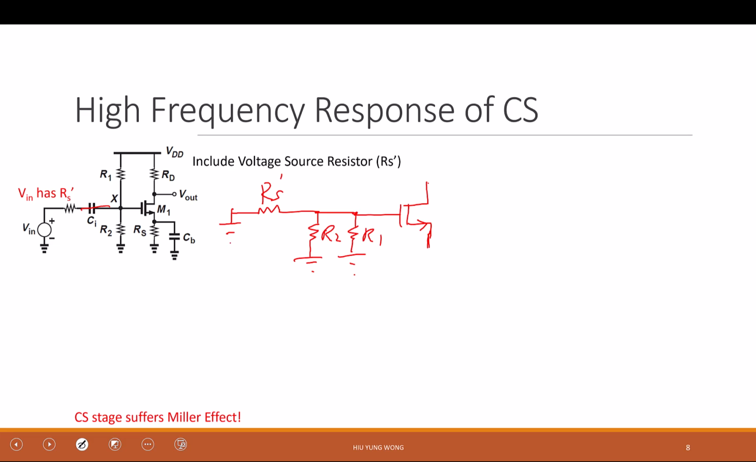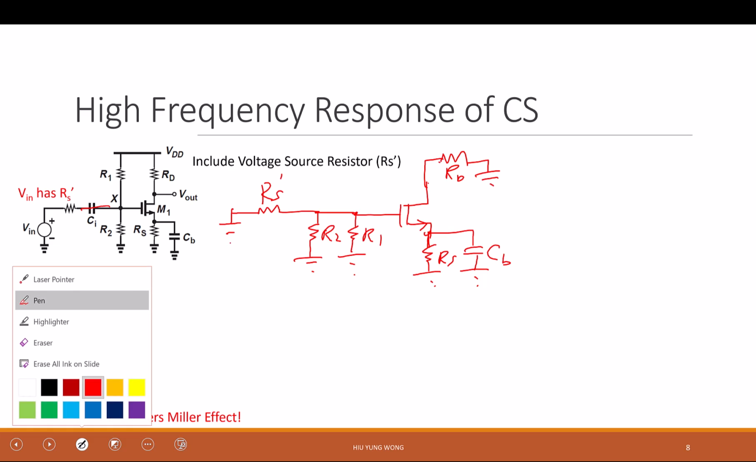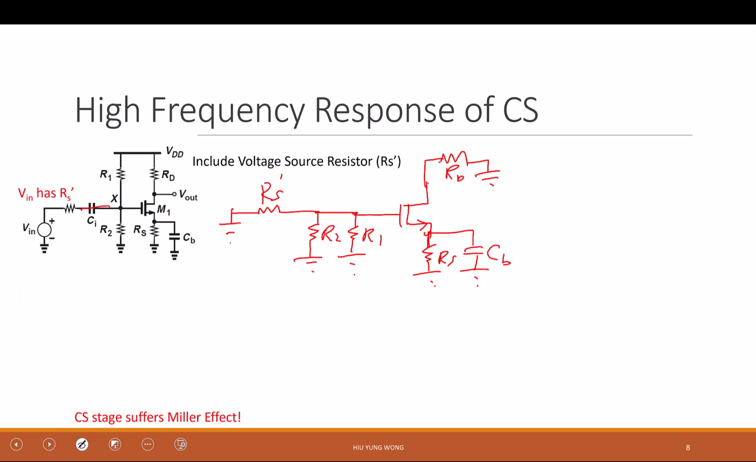Then I put this to the transistor. Let me still draw Rs. Still draw it. And still draw CB, but we need to be careful. And then I have this RD. I put this to ground also, okay? So let's go through this. Why do I do this? First of all, why is this grounded? My goal is to find the poles, right? To find the pole.